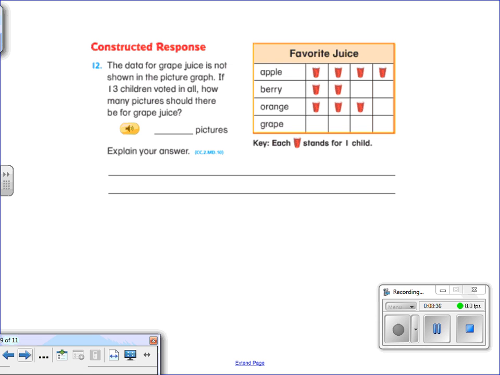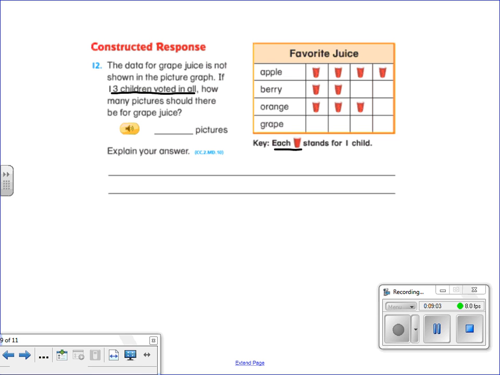The data for grape juice is not shown in the picture graph. If 13 children voted in all, how many pictures should there be for grape juice? Important to note that each cup stands for 1 child. We have apple, berry, and orange juice listed. We need to list grape juice. The piece of information we have is that 13 children voted in all.